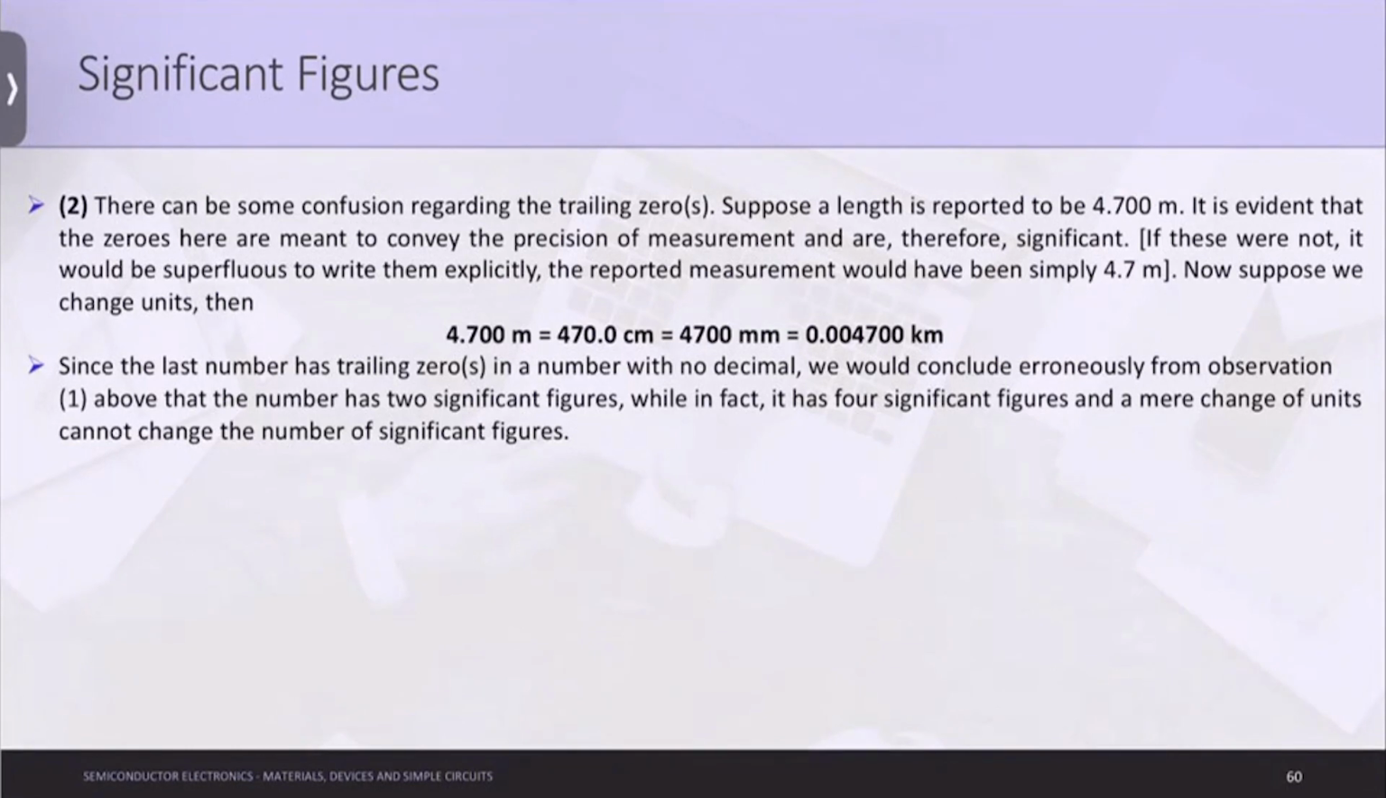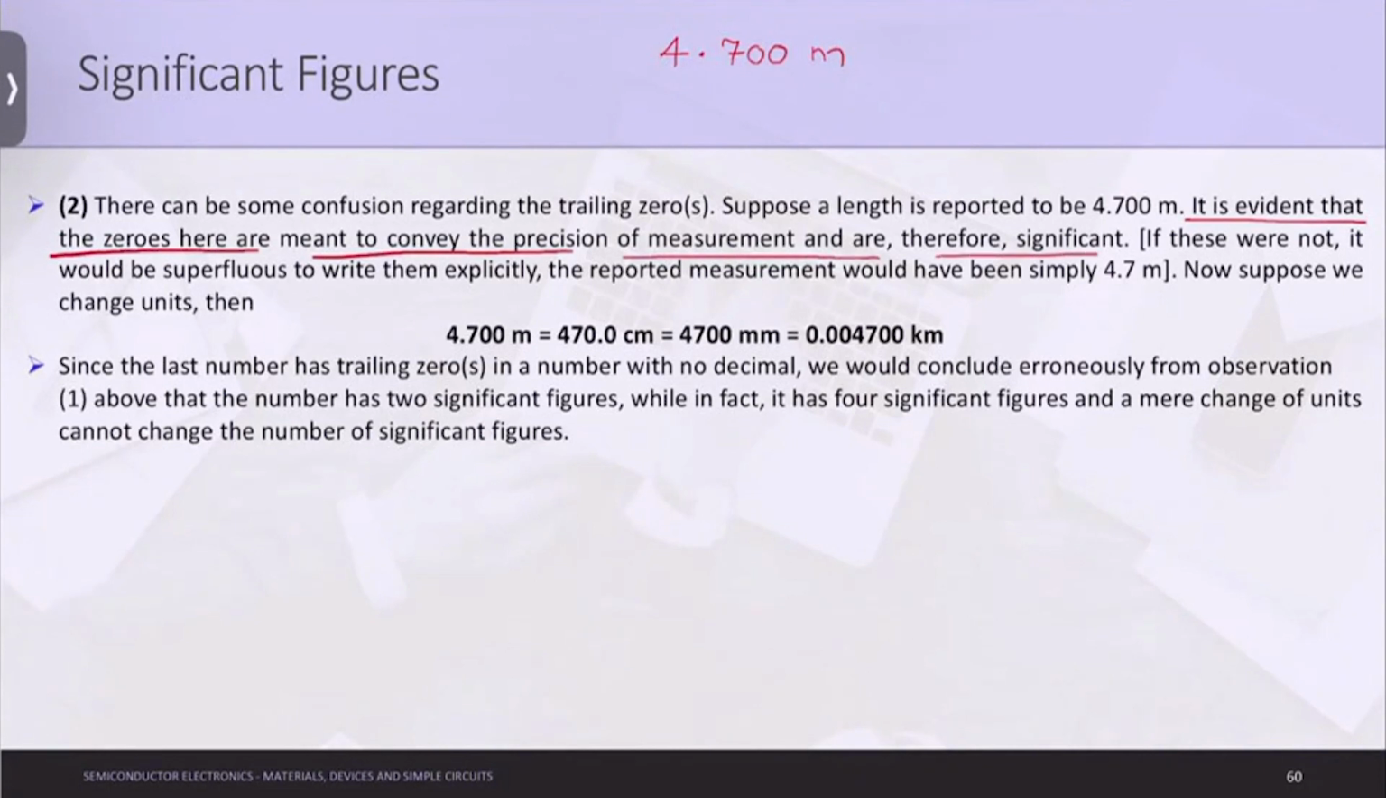Suppose a length is reported to be 4.700 meters. Okay, so let us keep on writing. You also make a habit to keep on writing everything and try to understand the significant figure concept, because it will be much easier to understand this concept then. So, suppose a length is reported to be 4.700 meters. It is evident that the zeros here are meant to convey the precision of measurement and are therefore significant. This is a very, very important point, right?